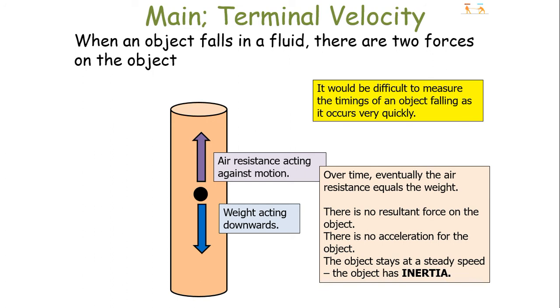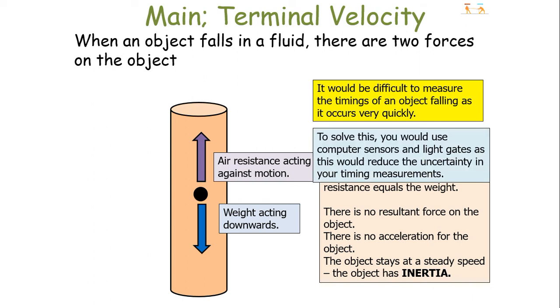Now, it also will be difficult to measure the timings of an object, as the fall occurs very quickly. So as a human being trying to measure the motion of an object, it will be very difficult because it's moving so fast. To solve this issue, you would use computer sensors and light gates, as this would reduce the uncertainty in your timing measurements, as there would be a smaller random error due to using a computer sensor and light gate.